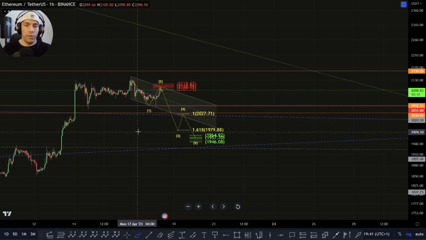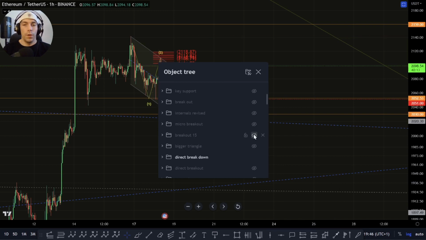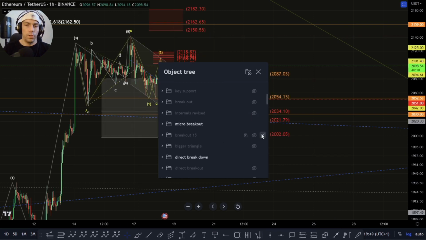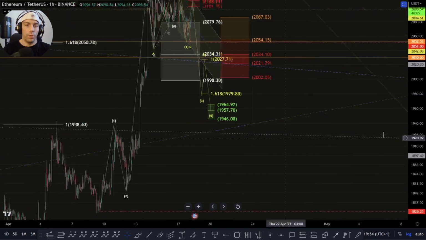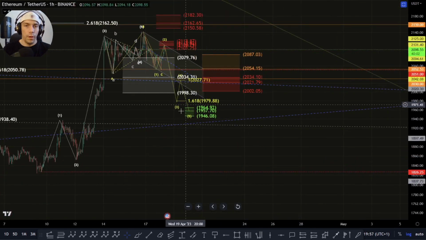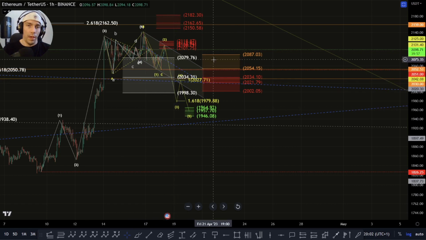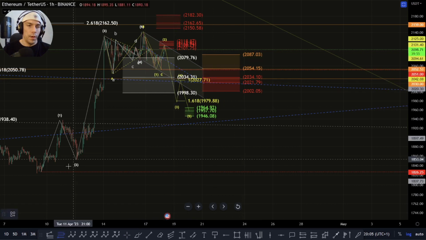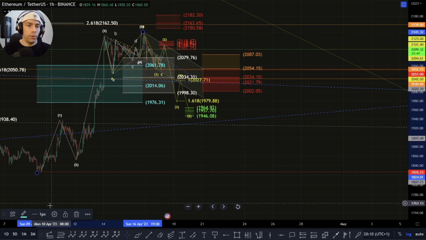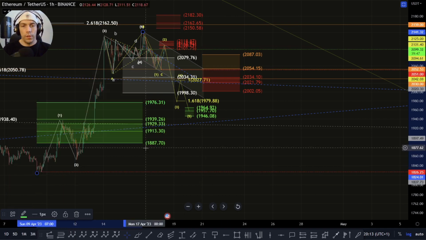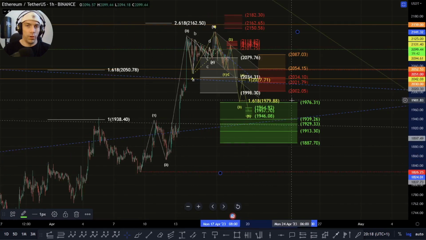So, I mean, we are still holding supports. So, as long as we do that, we can look for that continuation up. But really, what we don't want to do is start to break down past some of these key support zones. If we did form a five-wave move here, the only way it would make sense is if this was completed, and then this would be A, B, and then looking for a C wave here. But really, if we do start to break down deeper, we don't want to come below this zone here of this 1887.